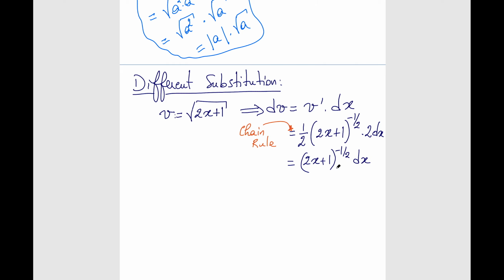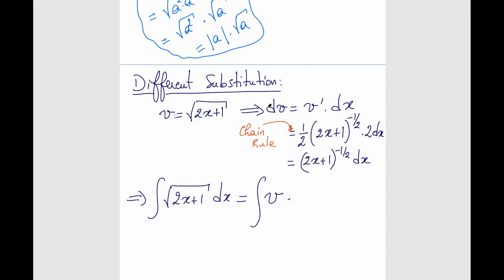Okay, so back to the integral. The integral that we had, which was the square root of 2x plus 1 dx, is equal to, we call this whole thing v, right? Times dx. I don't want to see dx here anymore. It should be in terms of v and dv. What's dx in terms of v and dv?